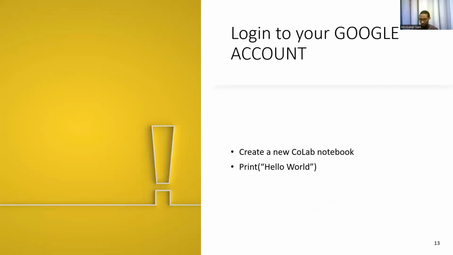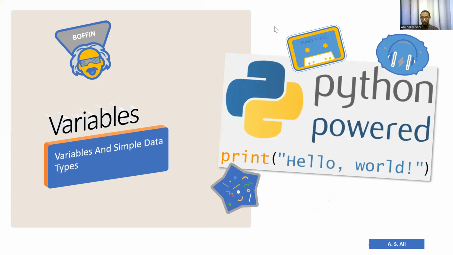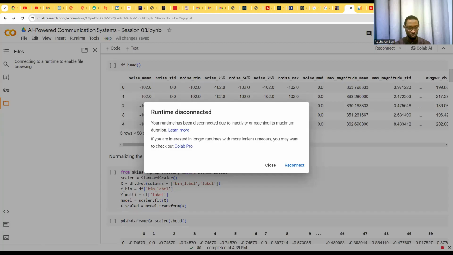Okay, so this is the first activity. I want you to go to your browser and log into your Google account, then create a new Colab notebook, and we want to print hello world. Okay, so I will do that before we move to the next part. So I will go to my browser. Okay, so this is Google Colab.